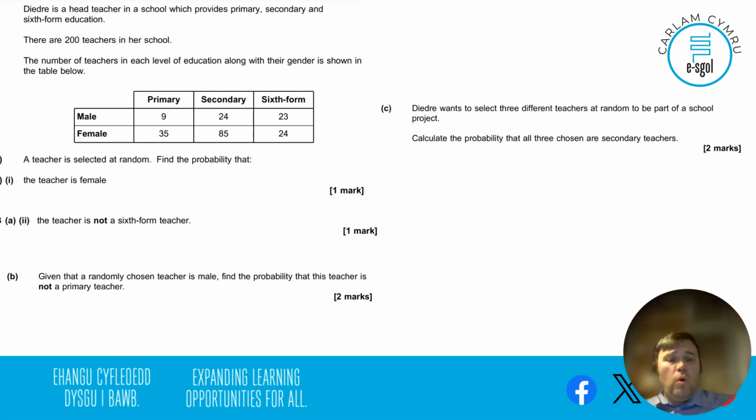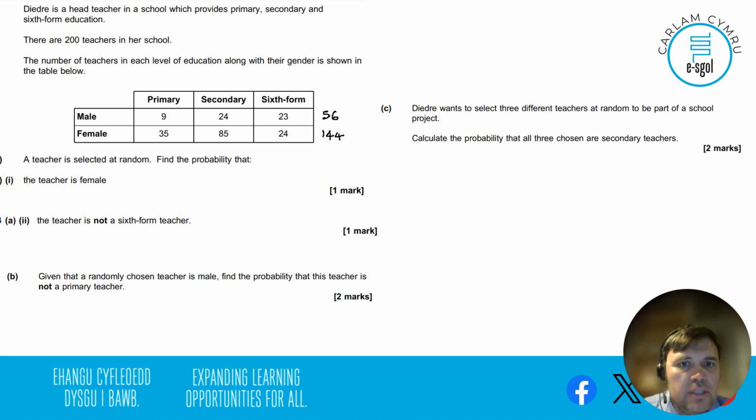Okay, so this is what I'd call a two-way table. I've put this in and I've put a couple of Venn diagrams in. I'm basically trying to give you as much of a diet of everything so that you can see where it all comes from. The first thing I would do with a two-way table is to add up these. So this is 56. This is 144. So Deirdre is the head teacher in a school which provides primary, secondary and sixth form education.